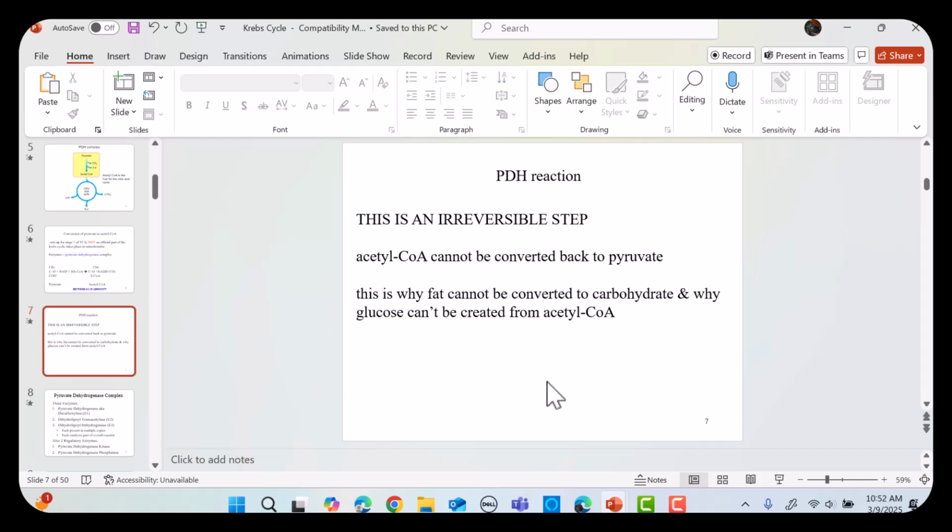Irreversible step. This is a one-way street. I can't directly take pyruvate or take acetyl-CoA back to pyruvate. And we'll come back and talk about this more. It gets kind of interesting because it's the reason we can turn carbohydrates to fat. We're going to do that. We can't turn fats back to carbs. So we can't make glucose directly from acetyl-CoA, things like that.